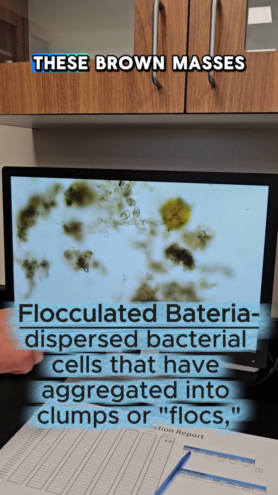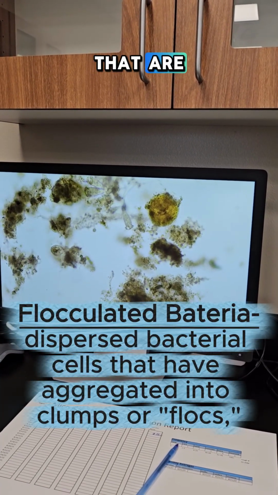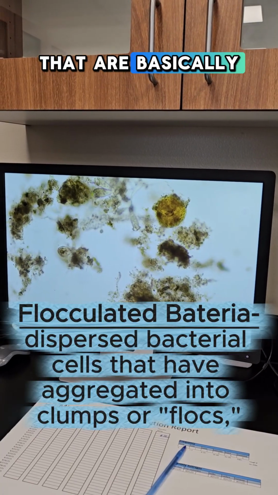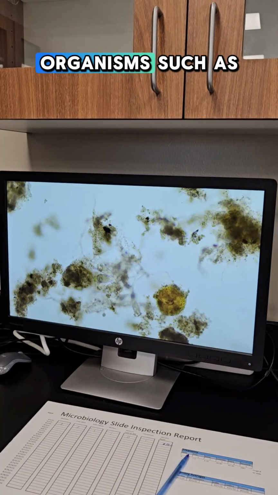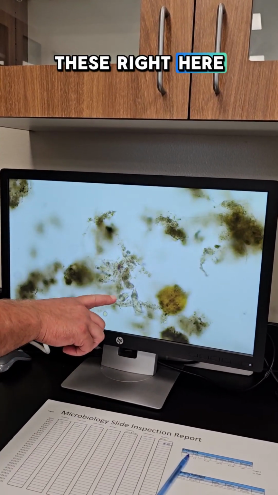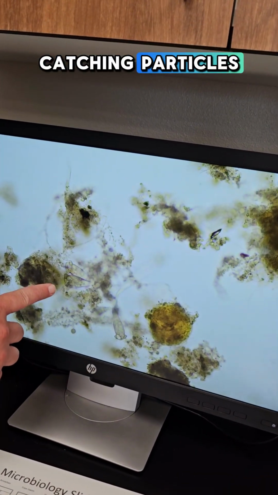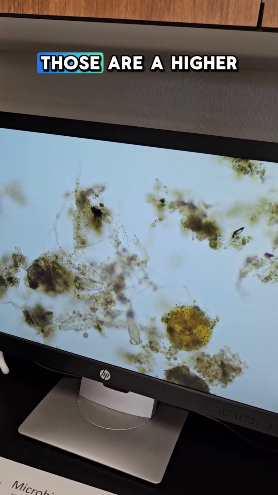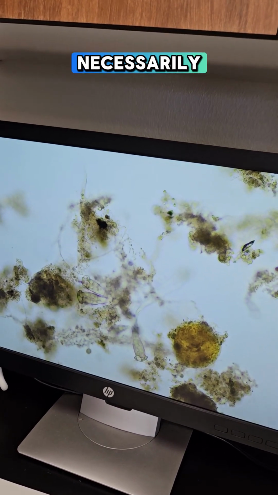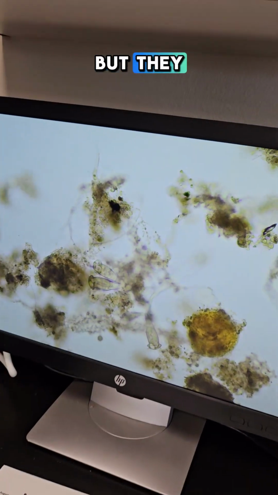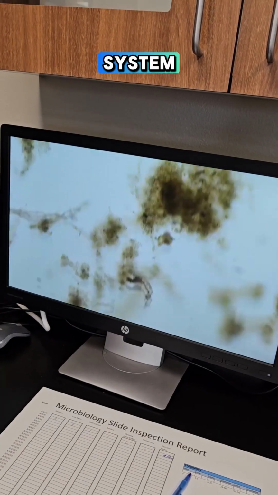These brown masses are flocculated bacteria that are essentially our workers that are eating all the waste out of the water. These other organisms, such as these right here, are stalk ciliates, and you can see they're catching particles and consuming them. Those are a higher level organism that are just indicator organisms. They're not necessarily treating the wastewater, but the more of those that we see, the better the health of the system. So that's a good sign.